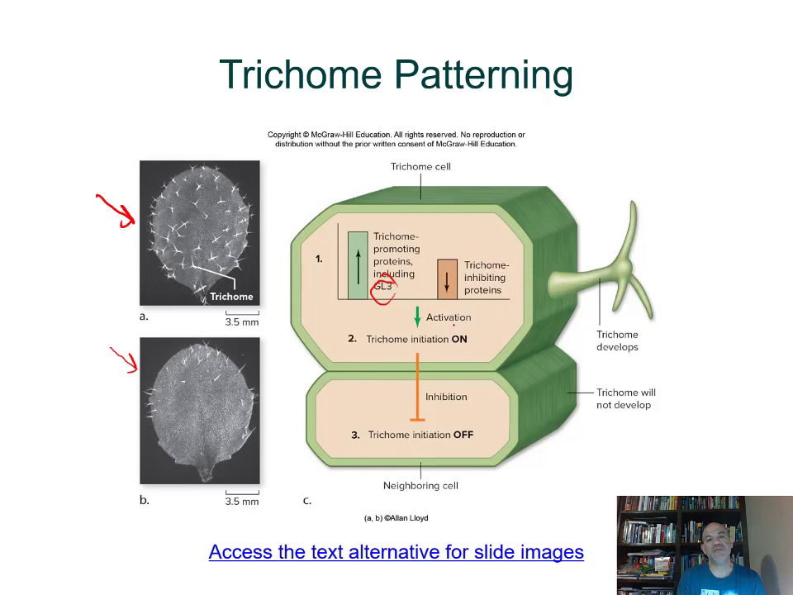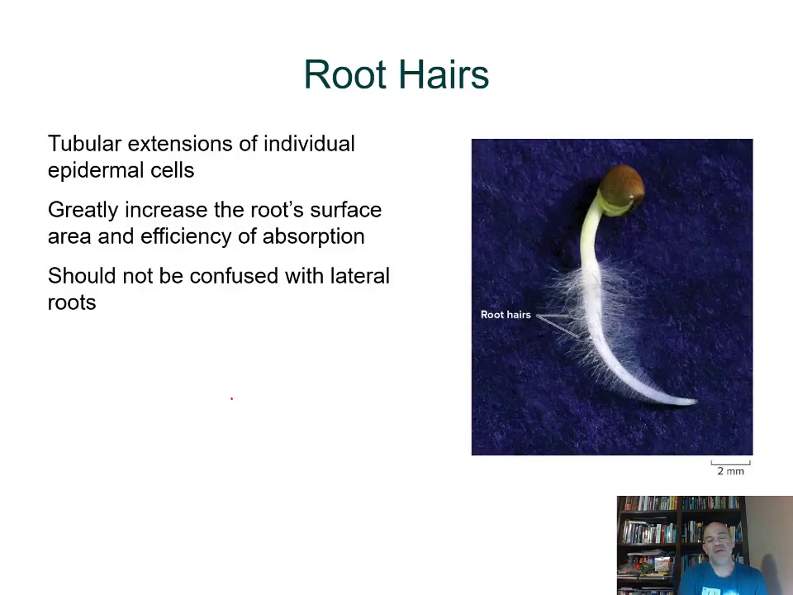And another set of genes would provide some enzymes that would inhibit growth in a neighboring cell, because you don't want them on every cell throughout the entire surface. But if you do have a mutation in one of the genes, then the overall control is lost, and you get a non-normal pattern. Here are some root hairs.